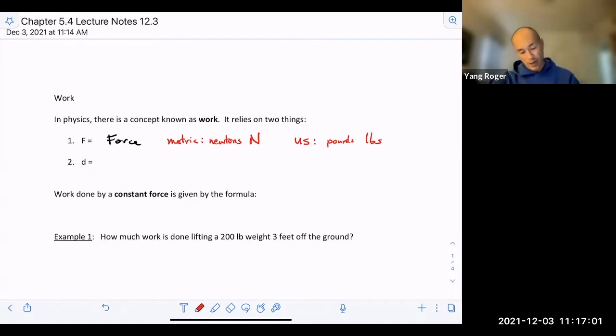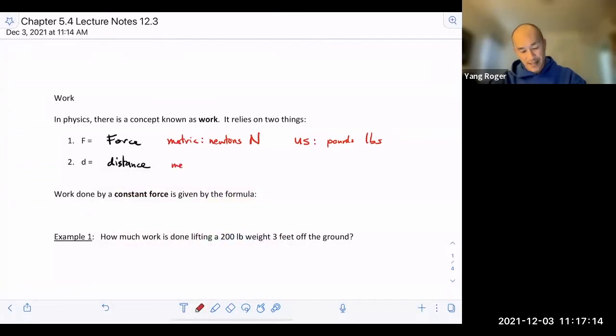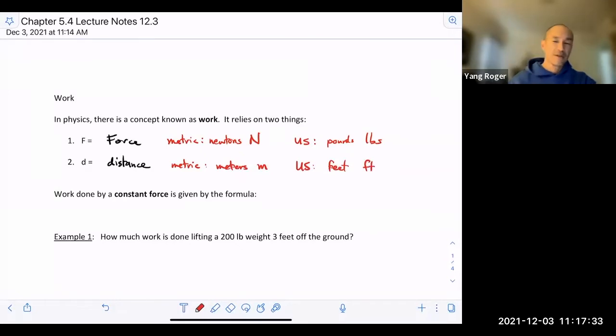The second component to work is something called distance. So distance you're familiar with. And in the metric system, a lot of times we measure distance in meters. We use the letter M for meters. And in the US customary system, we usually use feet. It doesn't have to be, you could use any units, but feet is abbreviated with the FT. Okay.